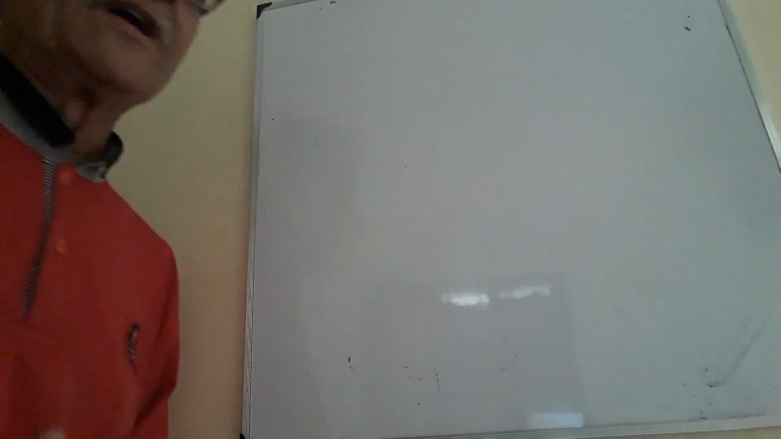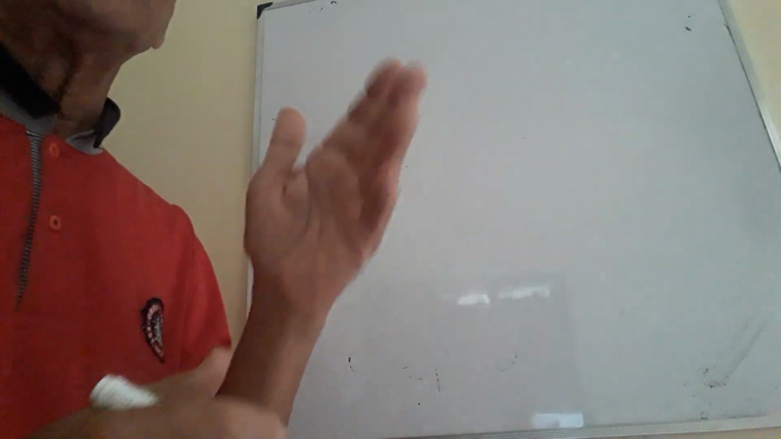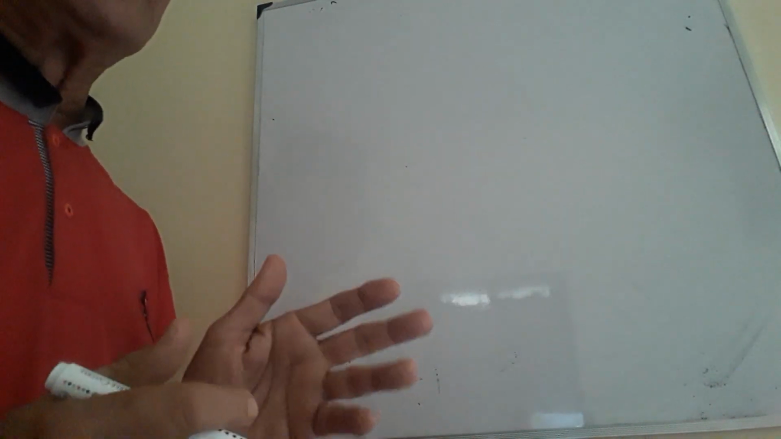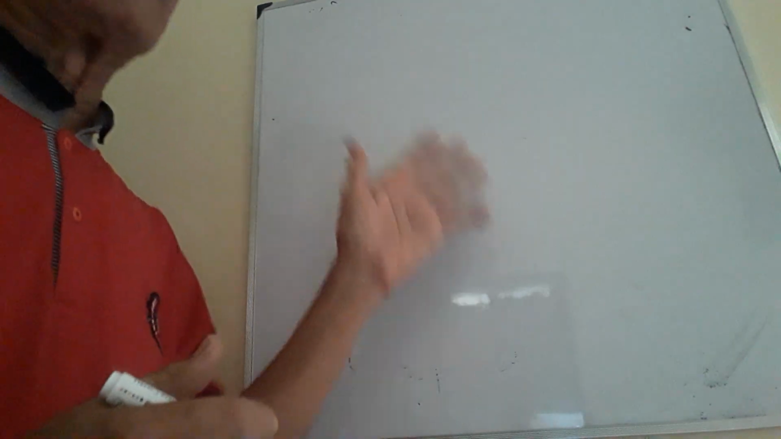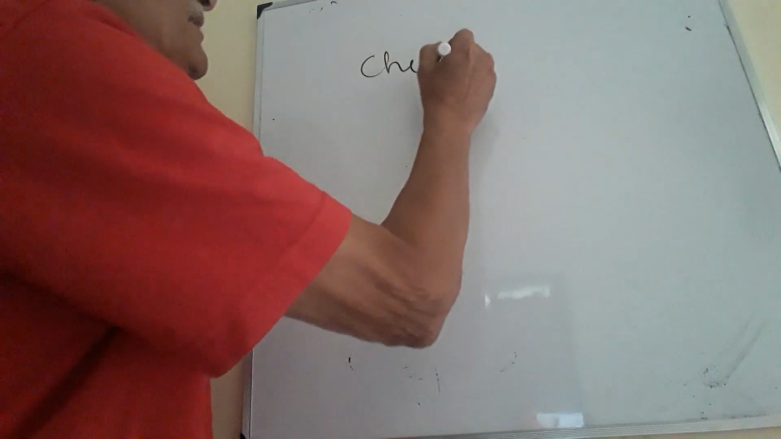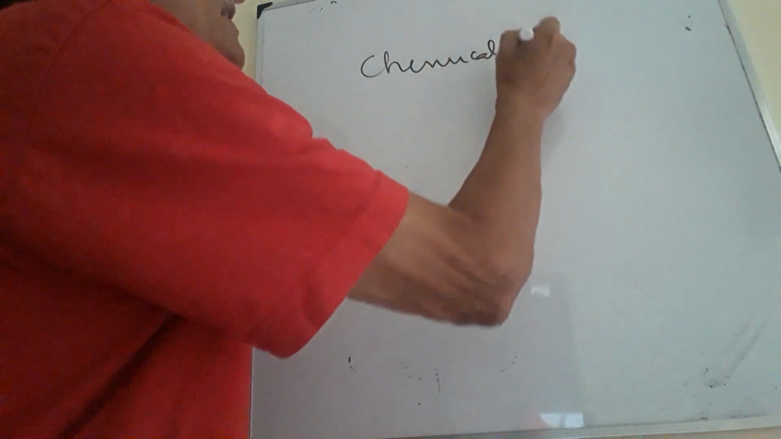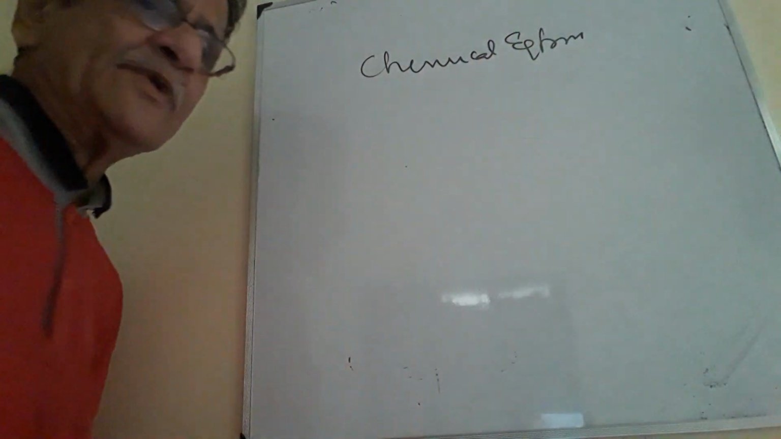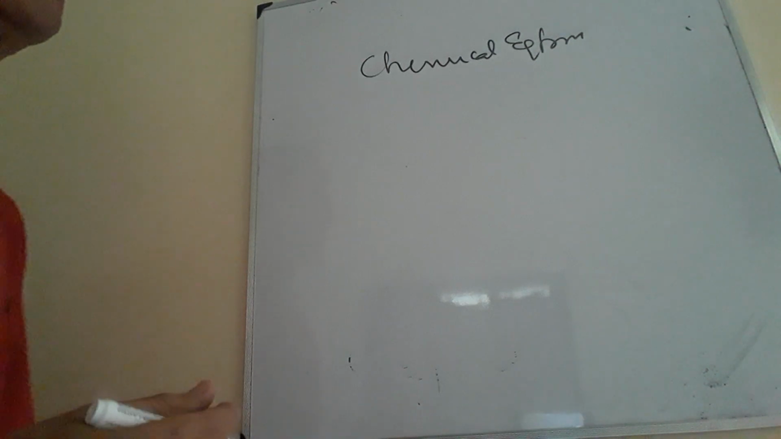Now, for equilibrium, for example, if you have got mechanical equilibrium, pressure on the system and surrounding will be same. Similarly, thermal equilibrium means the temperature of the system and surrounding will be same. Now we have got what's called chemical equilibrium.